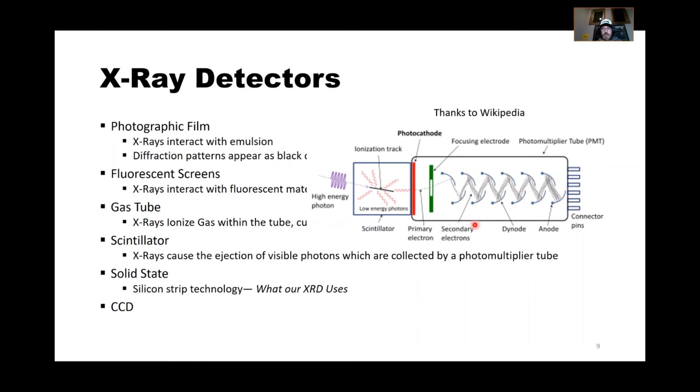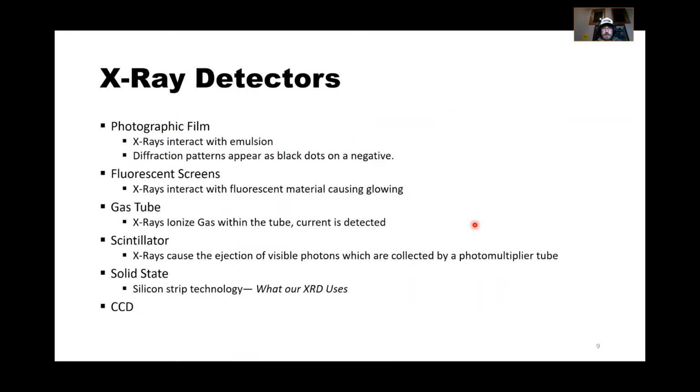So, photomultiplier tube, 1920s technology, still used today in the form of secondary electron detectors on scanning electron microscopes. Could also be used as an X-ray detector. Anywho, solid state technology, so a silicon strip technology, and that's very, very similar to a CMOS image sensor.